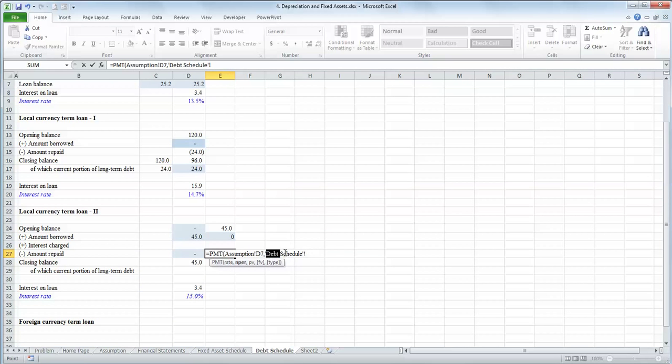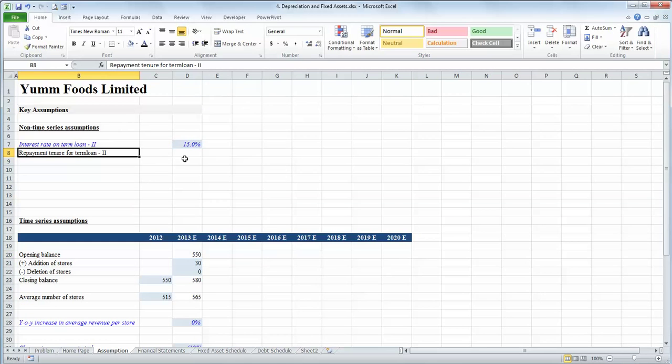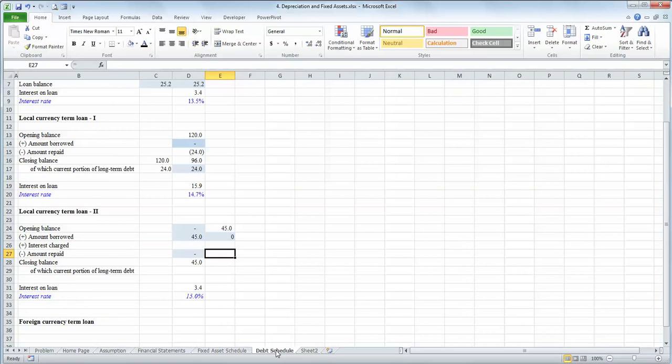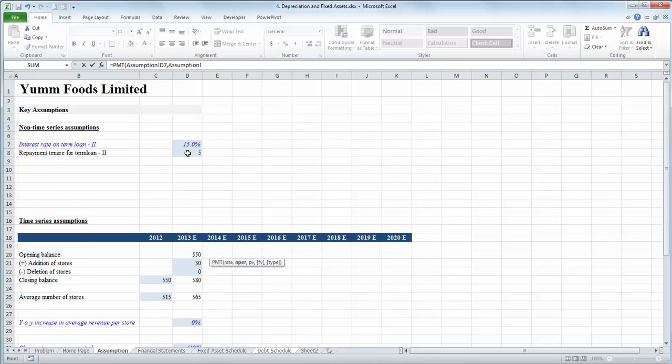Now we don't have this tenure yet, so we'll have to capture that. Let's capture that in our model, in our assumption sheet. So the loan repayment tenure is 5 years. We have captured that. So the next step is number of years. Since we have already captured it, we'll link it to our assumption sheet, comma, go back to the debt schedule.